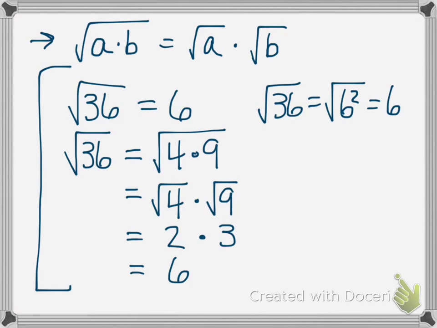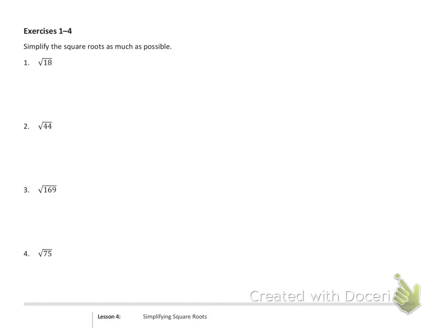All right, so let's do some more examples. Exercises 1 through 4: simplify these square roots as much as possible. So you can go ahead and work on those if you're feeling confident, and then come back and check your answers, or if you'd like to check your answers one by one, then you can do that too. So go ahead and pause the video now and see if you can simplify those square roots by factoring out all the perfect square factors.